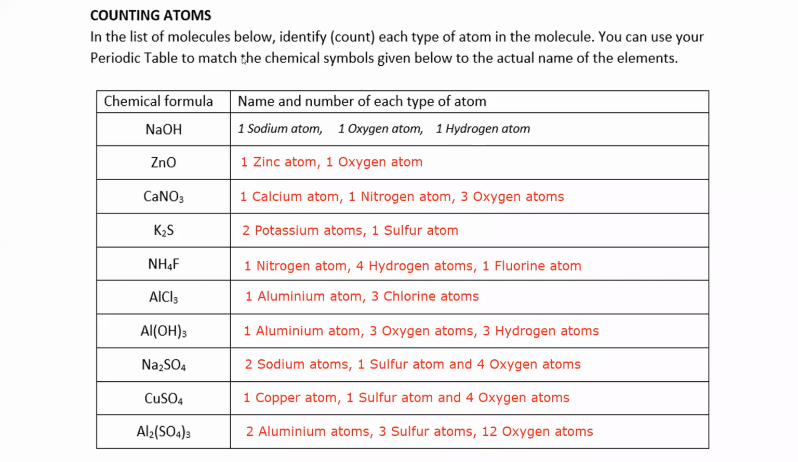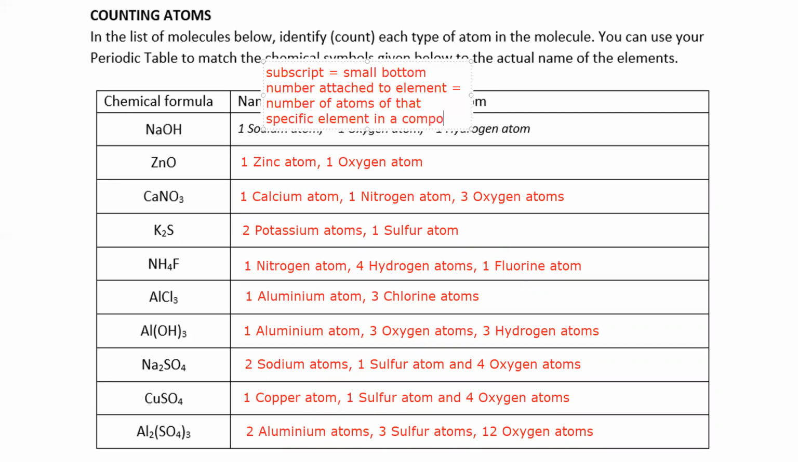Okay, so what we just did now is we went through a bunch of chemical formulas and looked at the subscripts. Remembering this, the subscripts tell us the number of atoms. We talked about this in the last class as well, okay? The subscript is the small bottom number. I say small bottom because it's at the bottom, not at the top. That's its position. The small bottom number attached to an element equals the number of atoms of that specific element in a compound or polyatomic ion. Okay, so that's the basic idea.